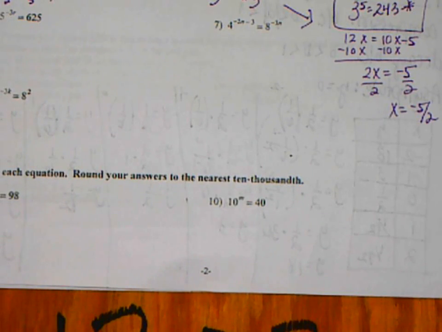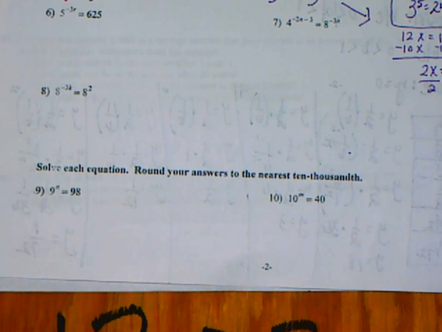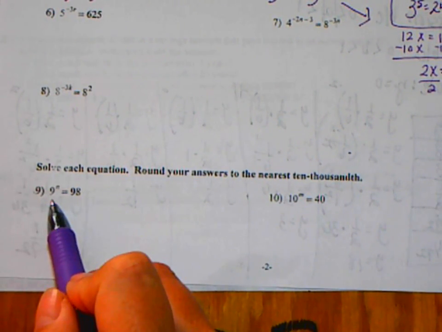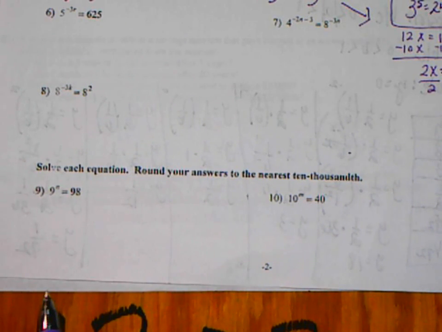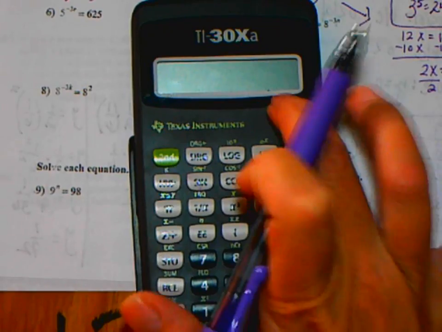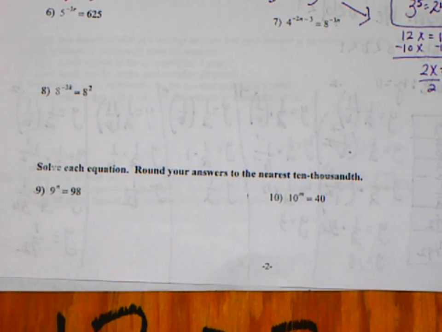Okay, 9 and 10. Solve each equation, round your answer to the nearest thousandth. The variable is in the exponent. So, can we... 9 raised to what power is 98? 9 squared is 81. 9 cubed is a large number. So that's going to be some decimal, right?